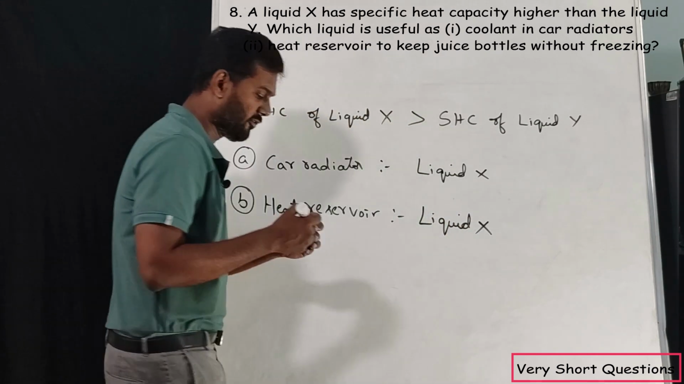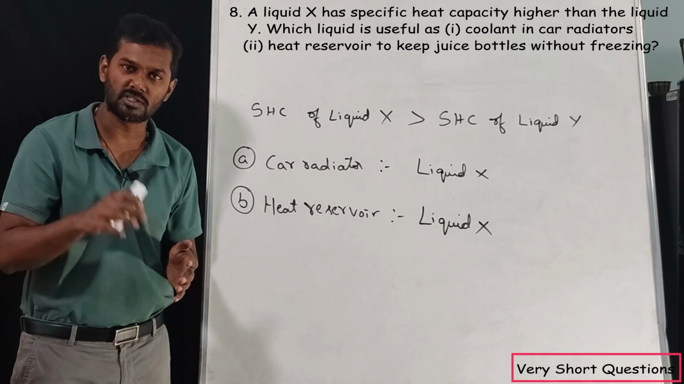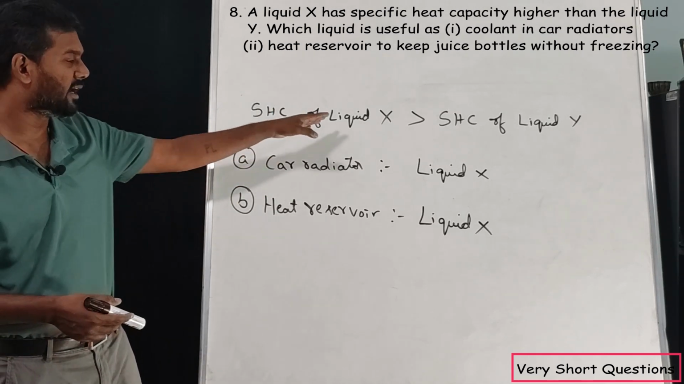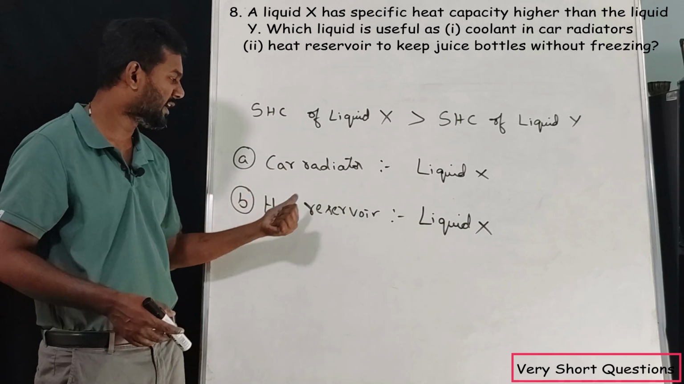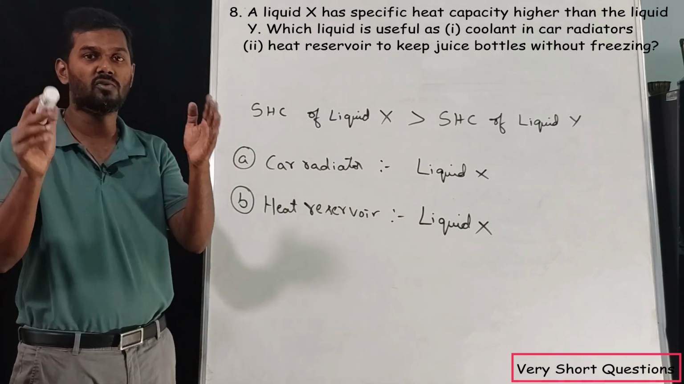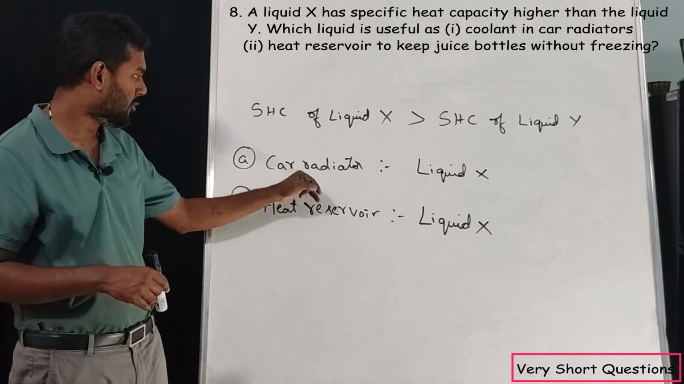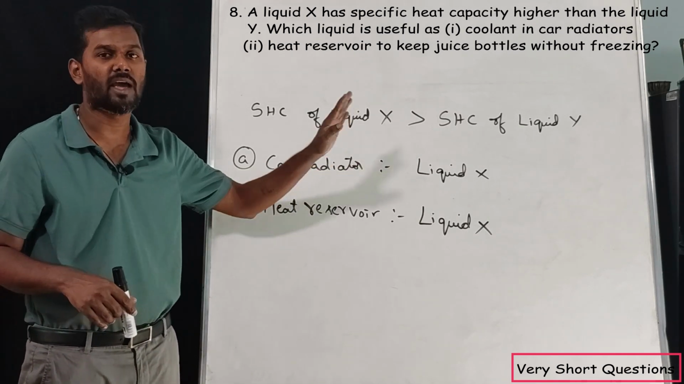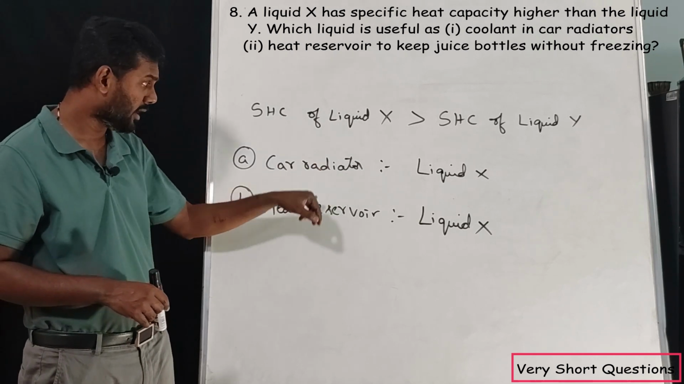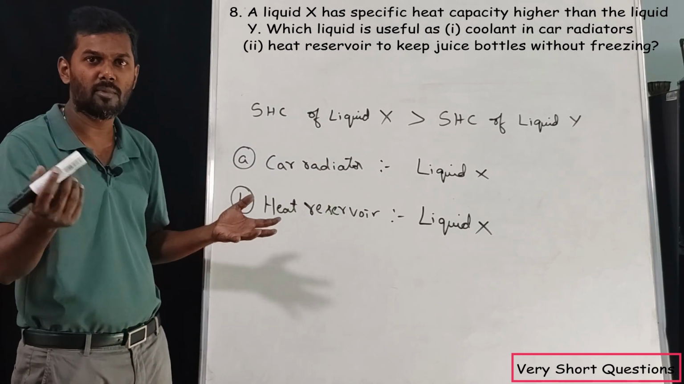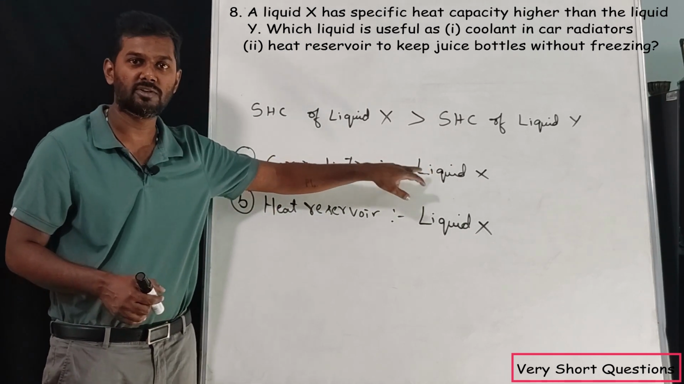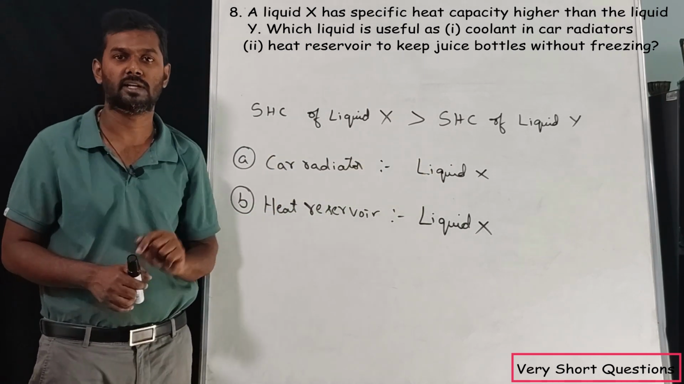See, how to answer these kinds of questions? Very easy. Wherever we require a liquid to protect from a car radiator or heat reservoir, that should have high specific heat capacity. This is what you should have in your mind. In both the cases, we are going to use liquid X only. See, in hotness or in coldness, it is going to take a large amount of time to reach the temperature. So that is why we are using liquid X, which has high specific heat capacity.